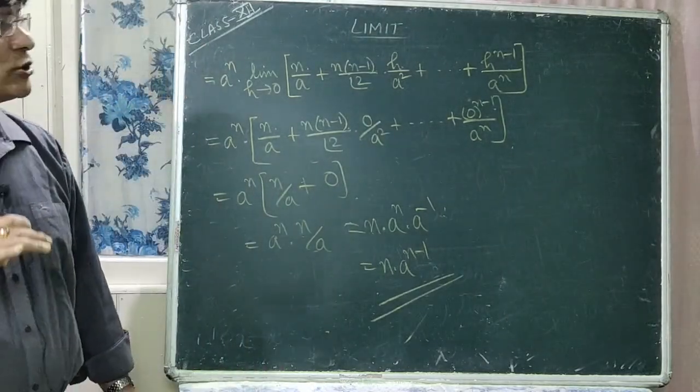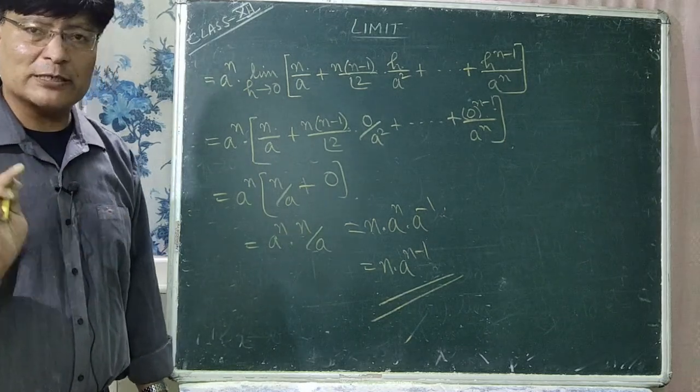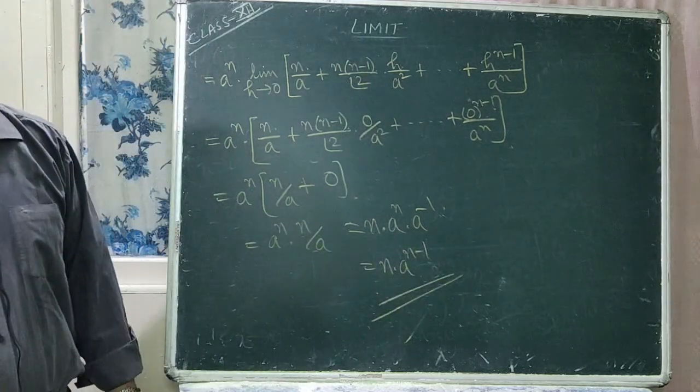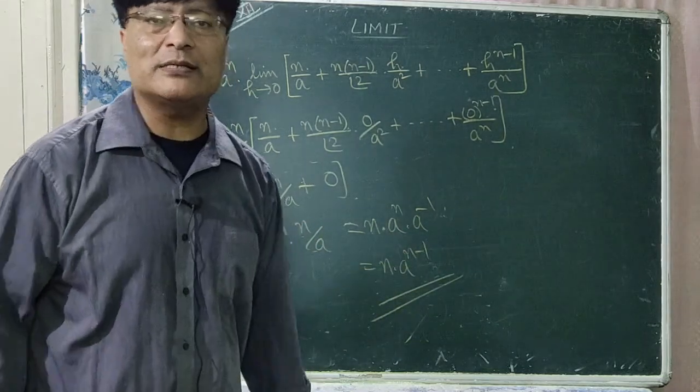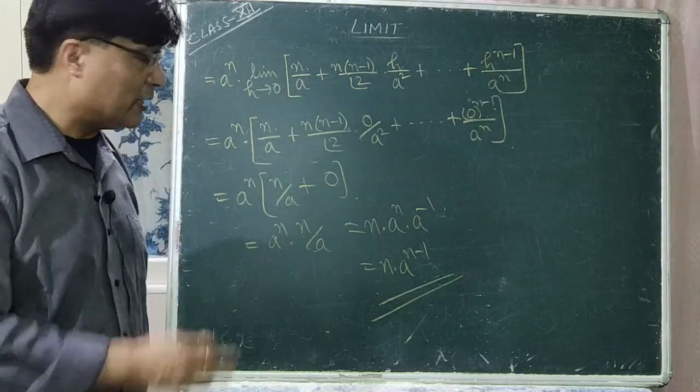That is the standard limit. Limit x tends to a, x to the power n minus a to the power n divided by x minus a is equal to n into a to the power n minus 1. So this standard limit is proved. So I think you have understood it. Okay, you can copy it.